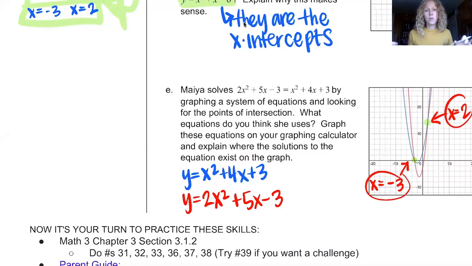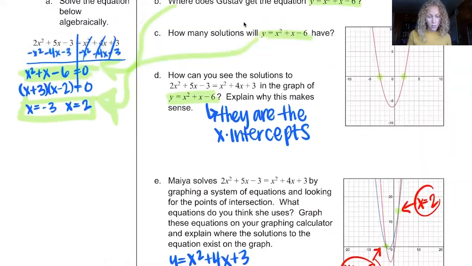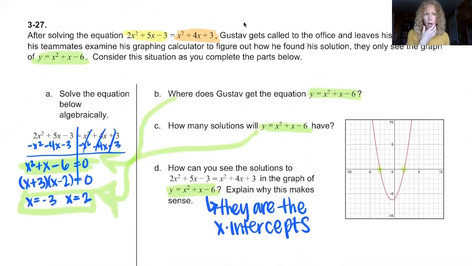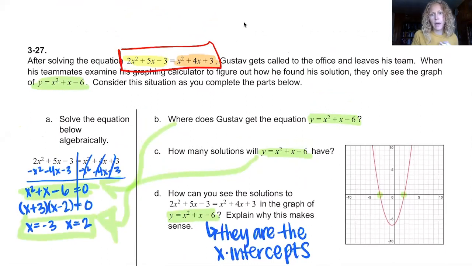Do we include the y values in the answer to this system? I don't know if you were asking that question, but the answer is no. The reason we're not talking about any y values is the original equation right here is only in the variable x. So there are no y's that are needed in an answer to this problem.